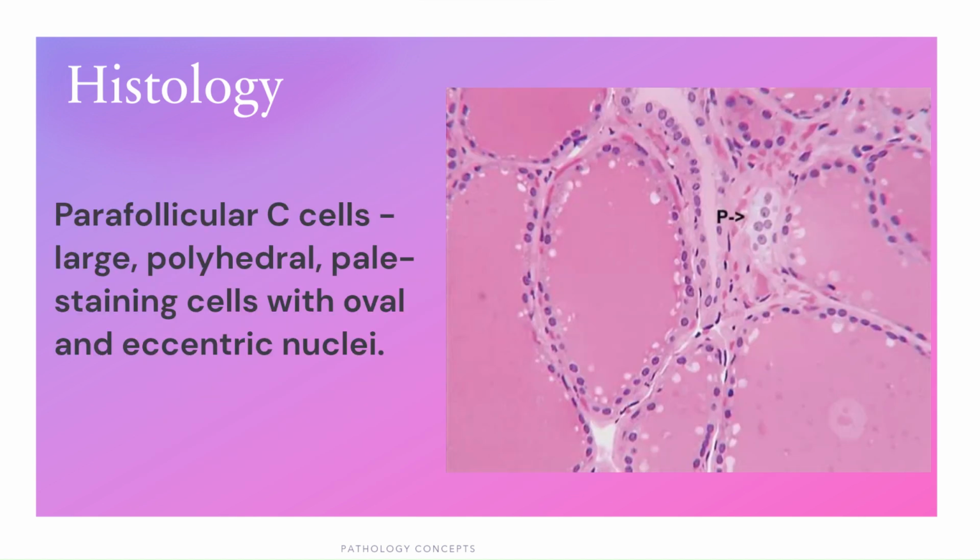Parafollicular C cells. These are also known as clear cells or light cells. The C stands for calcitonin or clear. These are large, polyhedral, pale staining cells with oval and eccentric nuclei. They are widely distributed between follicular cells and their basement membrane. They also lie between adjoining follicular cells but do not reach the lumen.